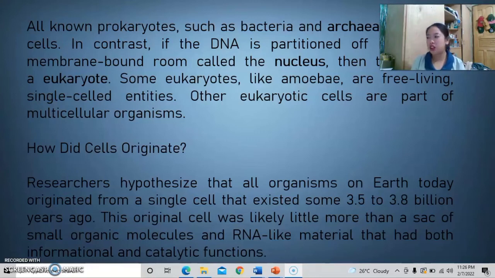So, how did cells originate? Researchers hypothesize that all organisms on Earth today originated from a single cell that existed some 3.5 to 3.8 billion years ago. This original cell was likely little more than a sack of small organic molecules and RNA-like material that had both informational and catalytic functions.